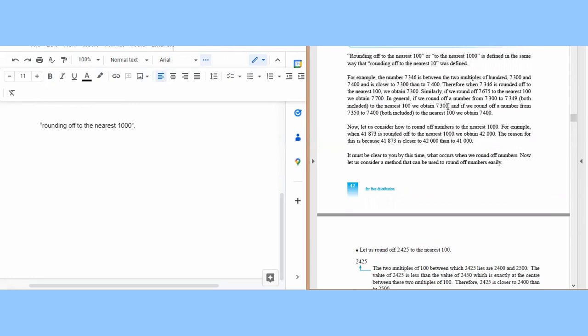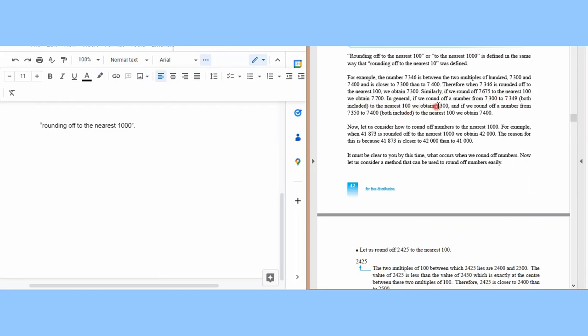Therefore, when 7346 is rounded off to the nearest 100, we obtain 7300. Similarly, if we round off 7675 to the nearest 100, we obtain 7700, because 75 is more than 50.